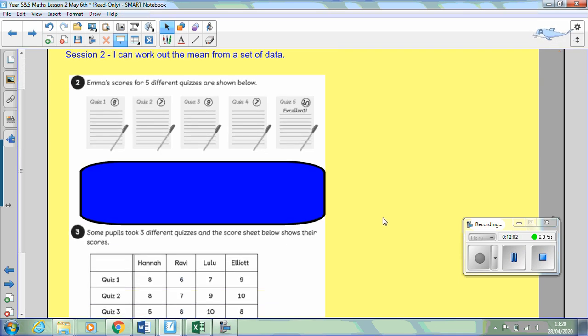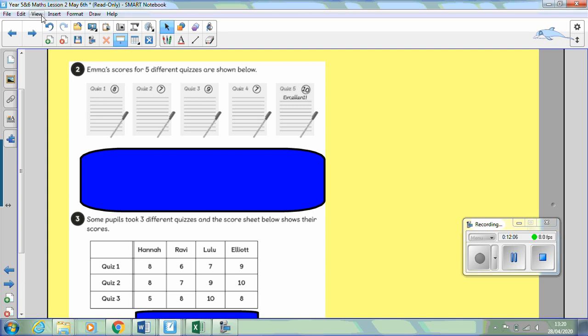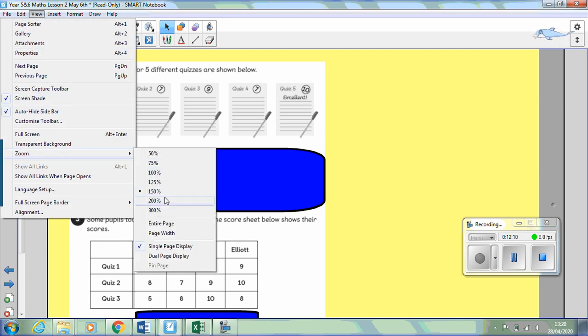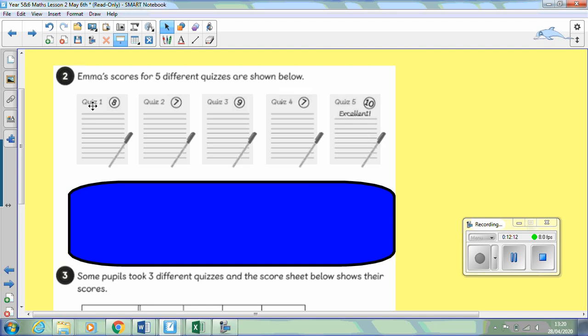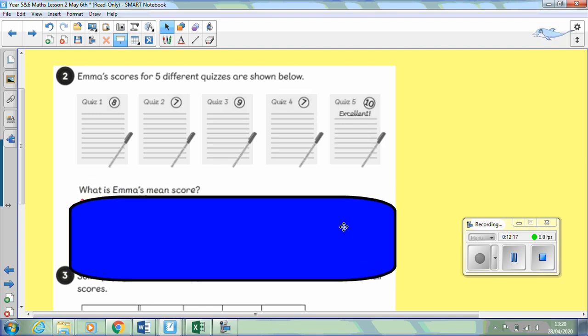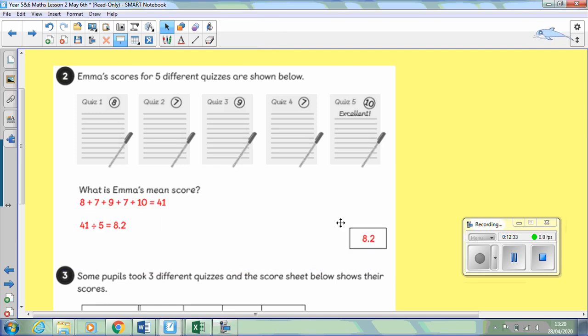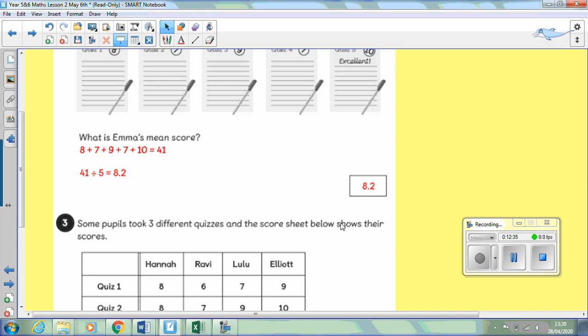So we've got question 2 here. Emma's scores for 5 different quizzes are shown below. And if we zoom in, we're going to see those a little bit more clearly. So you can see the scores on the top here, and it would like us to work out what is Emma's mean score. Have a go at it. Right, and let's reveal the answer. Her mean score was 8.2.